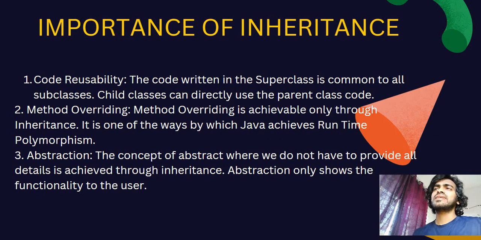And method overriding we use in inheritance. Basically, I want to say runtime polymorphism is used here. Method overriding is used since we are transferring the property from parent to child class.